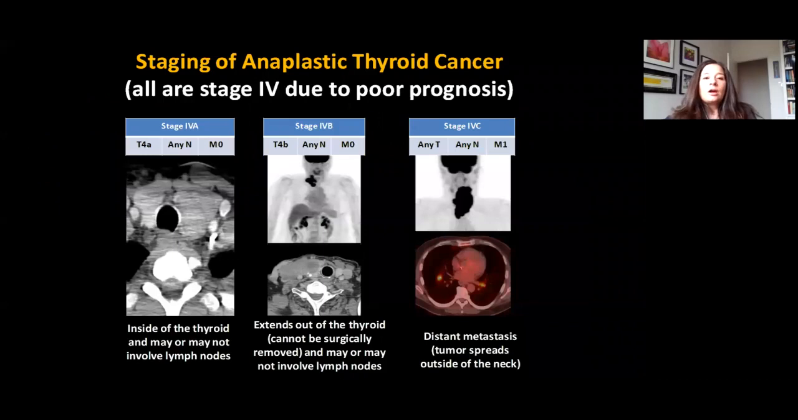The staging of anaplastic thyroid cancer: they're all stage 4 disease because they are such aggressive cancers. We have 3 categories of stage 4: stage 4A, B, and C. Essentially, A means that it's just in the thyroid. We almost never identify these patients before surgery. Stage 4B means that it's outside of the thyroid, might be in lymph nodes, but those patients don't have metastatic disease outside of the neck. And then stage 4C is metastatic.